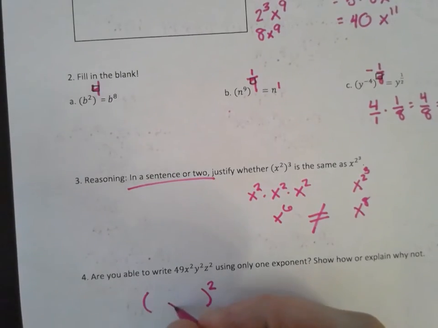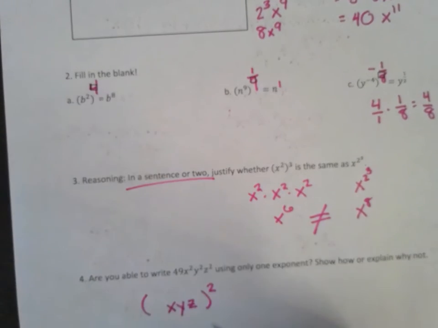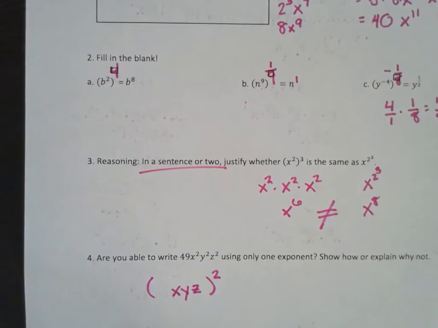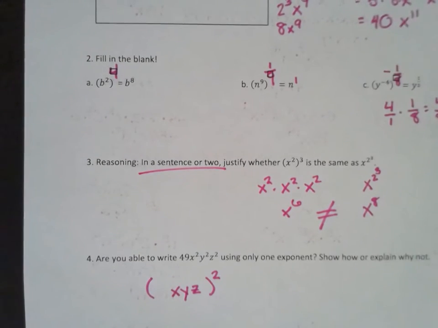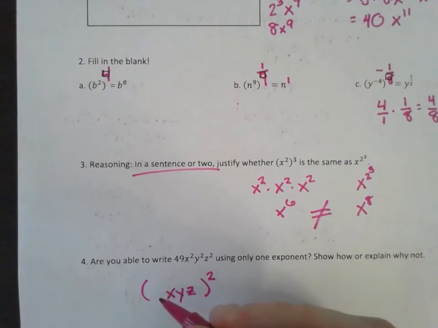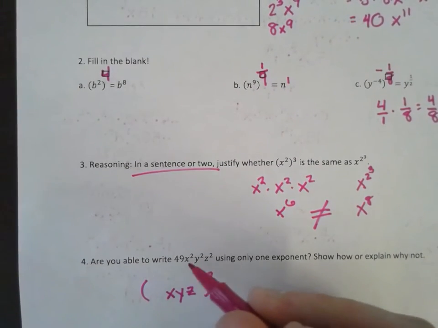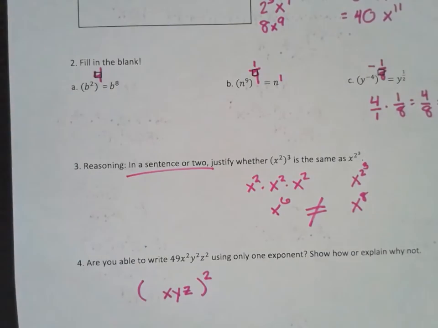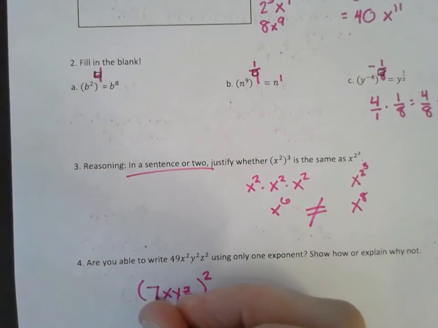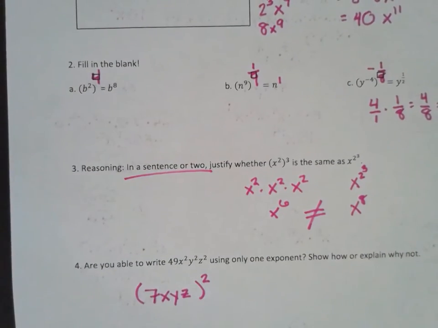And x, y, z, if I bring this 2 inside to all of them, I have x squared, y squared, z squared. But remember, we have to have the exponent go to everything. So I cannot put 49 here. If I put 49 here, 49 squared is definitely not 49, so I'm completely wrong. But if you're thinking backwards, and if you're undoing this, you know that 7 squared is 49. So basically, I kind of took the square root of everything and brought the square on the outside.